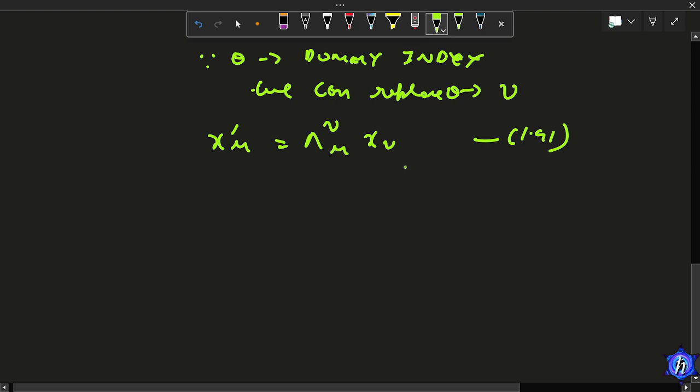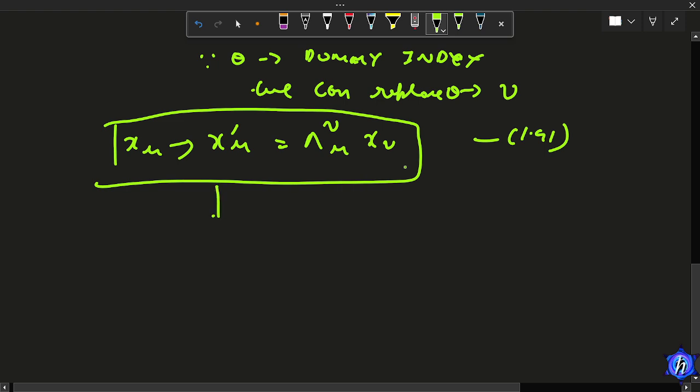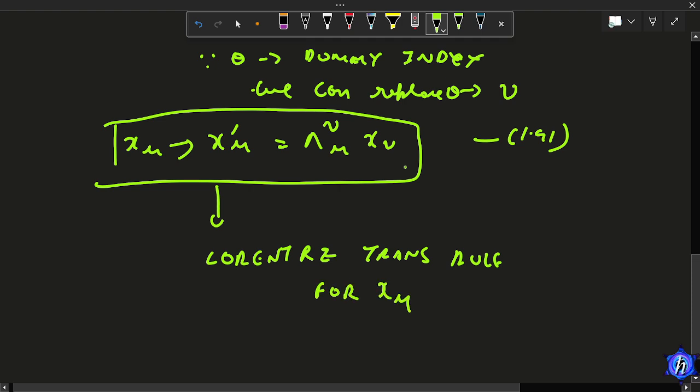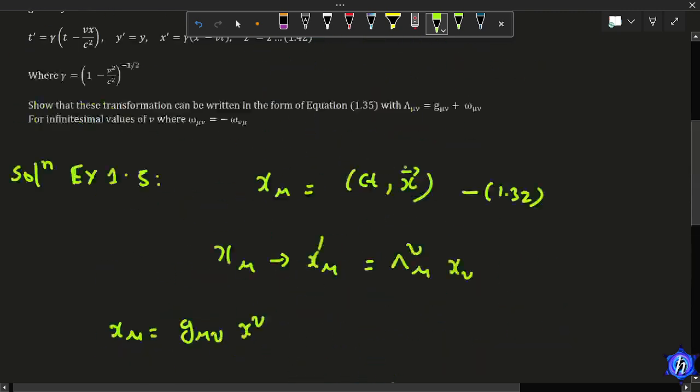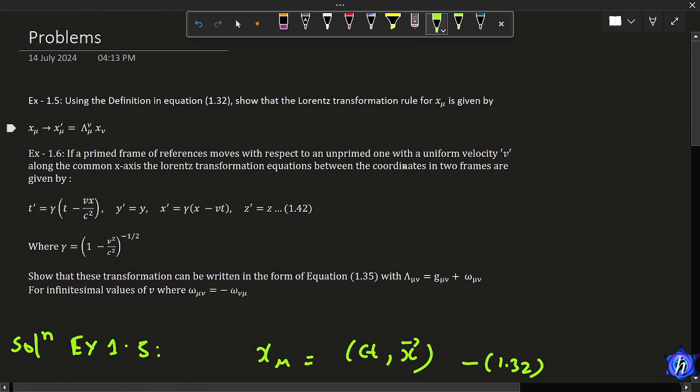It's x dash mu, and now you see we have the Lorentz transformation rule for x mu. That's beautiful. We have done it, and we have done problem 1.15. Nice. This next problem is lengthy, but we'll do it.